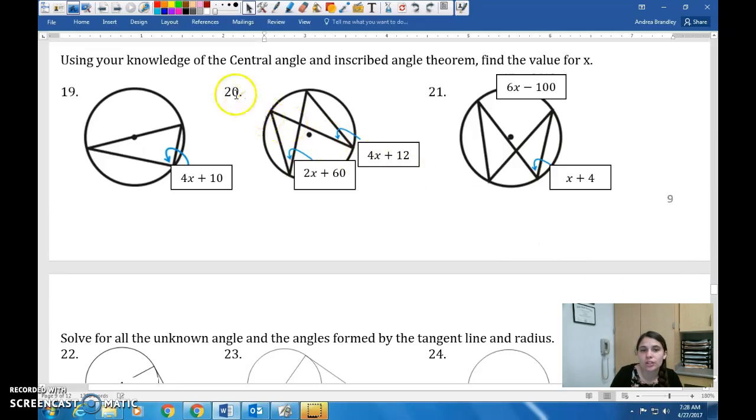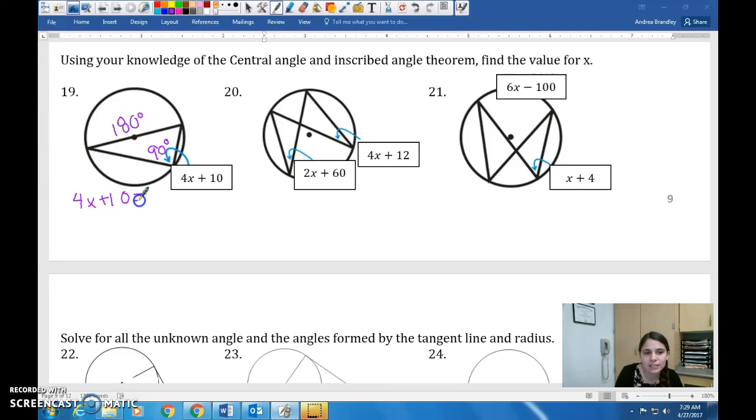Using your knowledge of the central angle and inscribed angle theorems, we're going to keep finding the values for x. This one seems a little bit tricky because it doesn't give us the angle measure. But if we look, this is a straight line, right? So its angle measure is 180 degrees. The inscribed angle has to be half of that, which is 90 degrees. So I know that 4x plus 10 is equal to 90. If I solve this for x, I subtract 10 on both sides: 4x equals 80. Divide by 4 on both sides, and x equals 20.